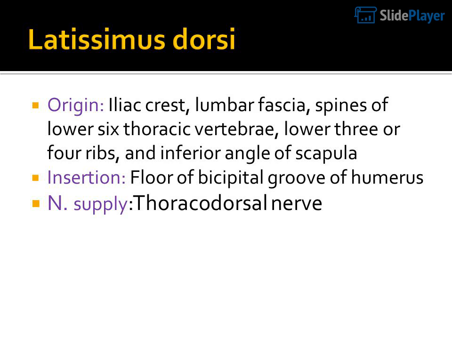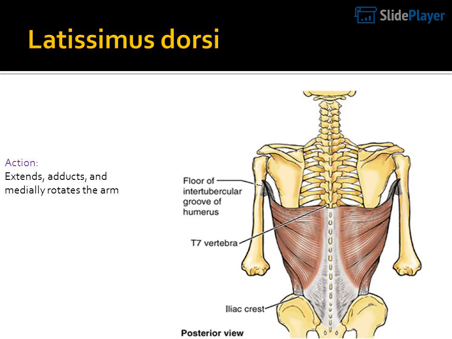Origin: iliac crest, lumbar fascia, spines of lower 6 thoracic vertebrae, lower 3 or 4 ribs, and inferior angle of scapula. Insertion: floor of bicipital groove of humerus. Nerve supply: thoracodorsal nerve. Latissimus dorsi action: extends, adducts, and medially rotates the arm.